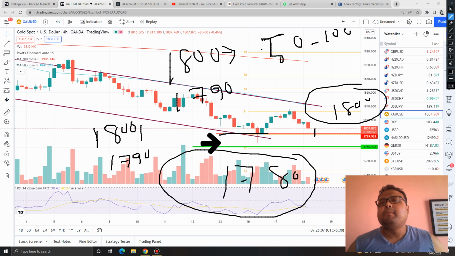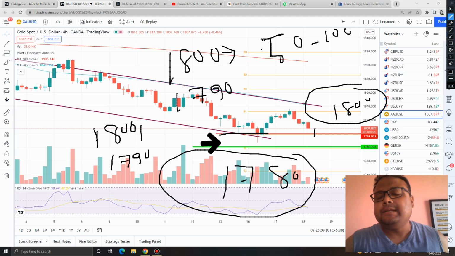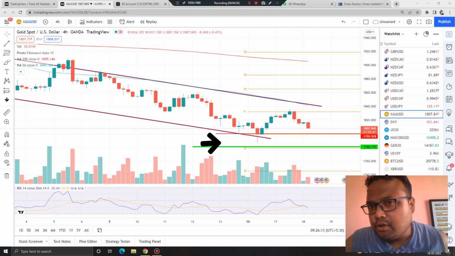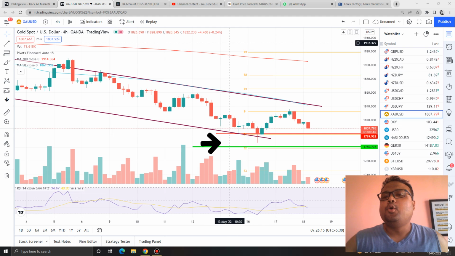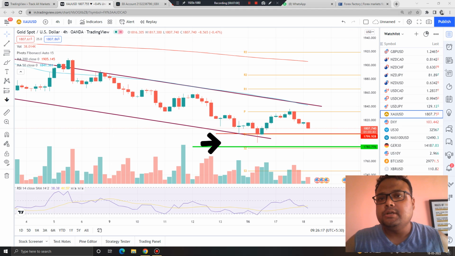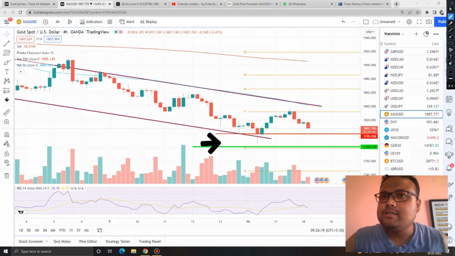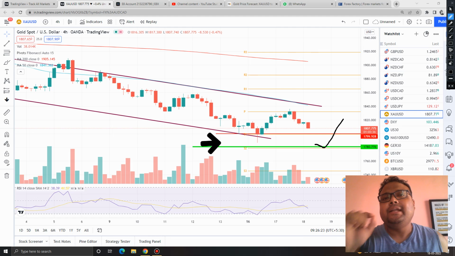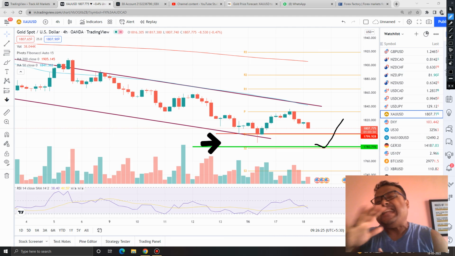There is a good possibility of the market bouncing, but as we have already seen, the fundamental factors are also pointing, and the experts are also of the opinion that gold will remain bearish. So yes, there's a possibility of the market bouncing from 1780. If the market bounces from 1780, 1779 level, you can definitely go for a buy.